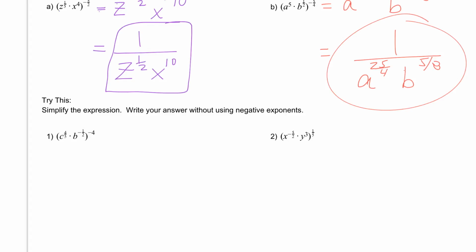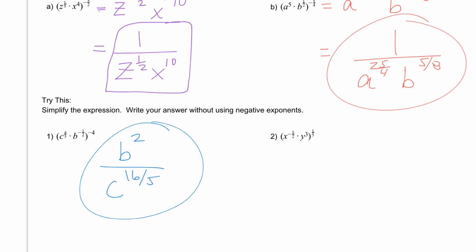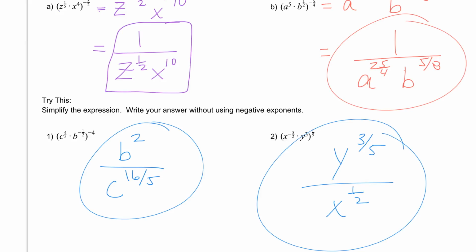If you did number 1 correctly, you should end up with b to the 2nd over c to the 16/5. And if you did number 2 correctly, you should end up with y to the 3/5 over x to the 1/2. If you have questions on either one of these, please let me know.